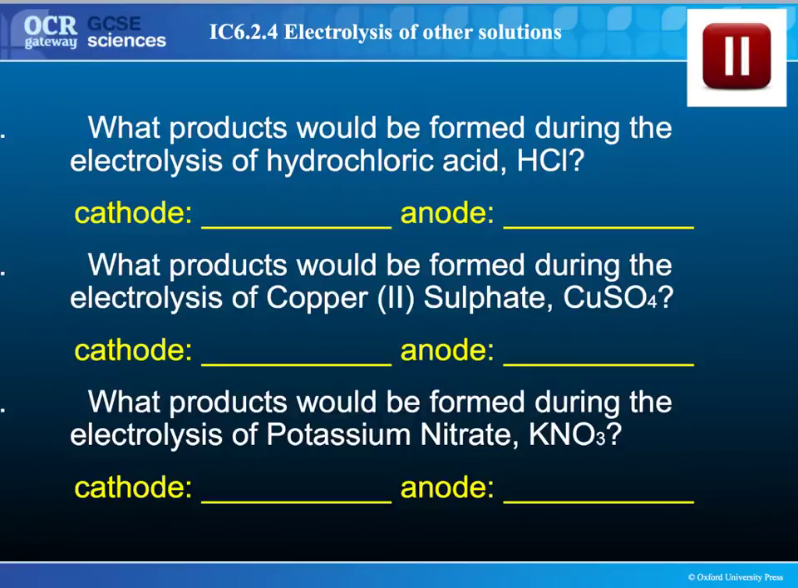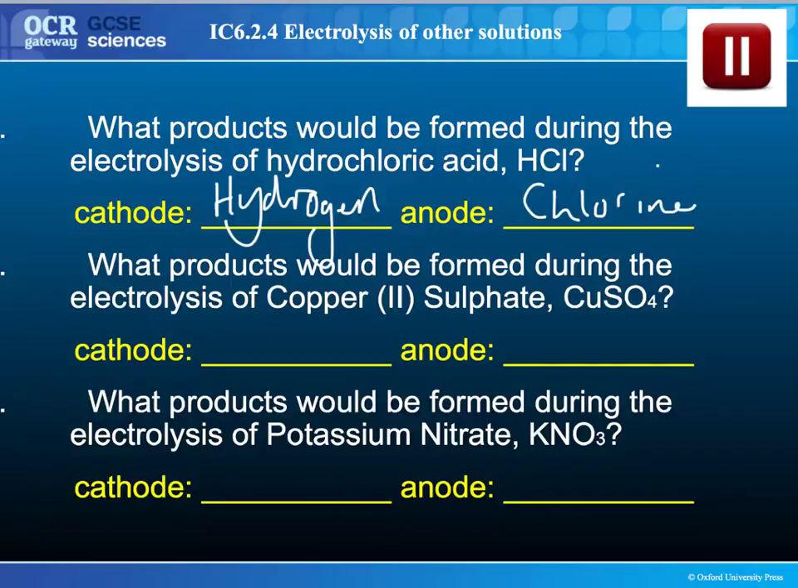Remember, in all examples the cathode is negative, so positive ions form here, and the anode is positive, so negative ions form here. Hydrochloric acid: hydrogen is present but no metal ion, so that forms at the cathode. Chlorine is present, so that forms at the anode.